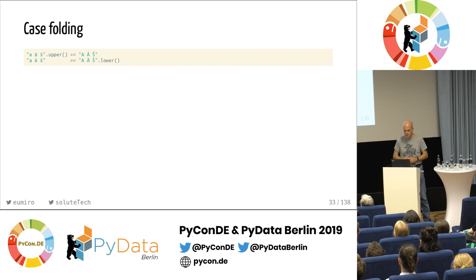Case folding. This is uppercase, lowercase. It's simple. You have the dot upper to get it one way and dot lower to get it the other way. But there are a few bugs, not really bugs, but something that doesn't work correctly with the reality of our human languages.